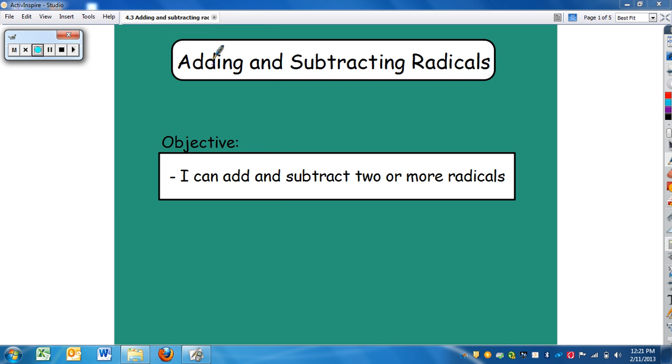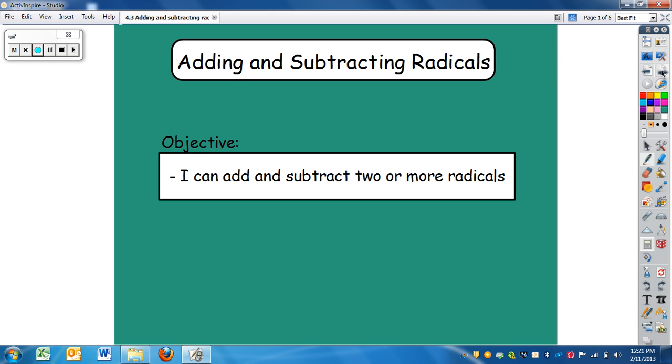So in this video, we are going to learn how to add and subtract radicals. We learned in the previous videos how to multiply and divide them, which we'll still work with in upcoming videos, but right now we're just going to do adding and subtracting. And this is a pretty easy concept for most students. Notice I only have 5 slides, so we'll be going through this pretty quickly. And your only objective is that you know how to add and subtract 2 or more radicals.